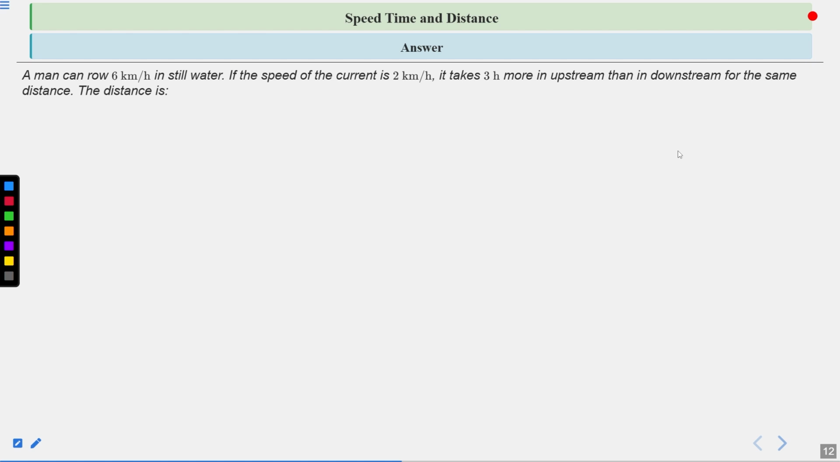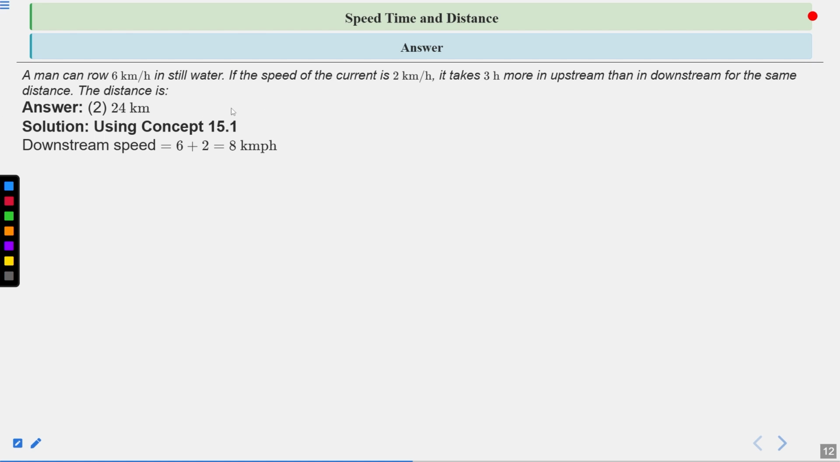So we can calculate the distance by using the formula. The correct answer of this question is the second option, which is 24 km. Now see the detailed solution using concept 15.1. Downstream speed will become the combined speed, which is 8 km per hour. In the same way, upstream speed will become 6 minus 2, which is 4 km per hour.